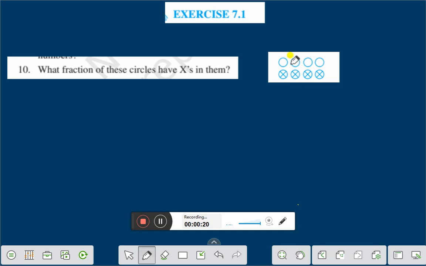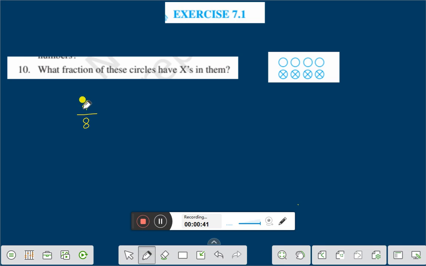are how many circles? 1, 2, 3, 4, 5, 6, 7, 8. There are 8 circles. Right. And how many circles have x in them? 1, 2, 3, 4. Out of 8, 4 circles have x in them. Right. The question is what fraction of these circles have x in them?